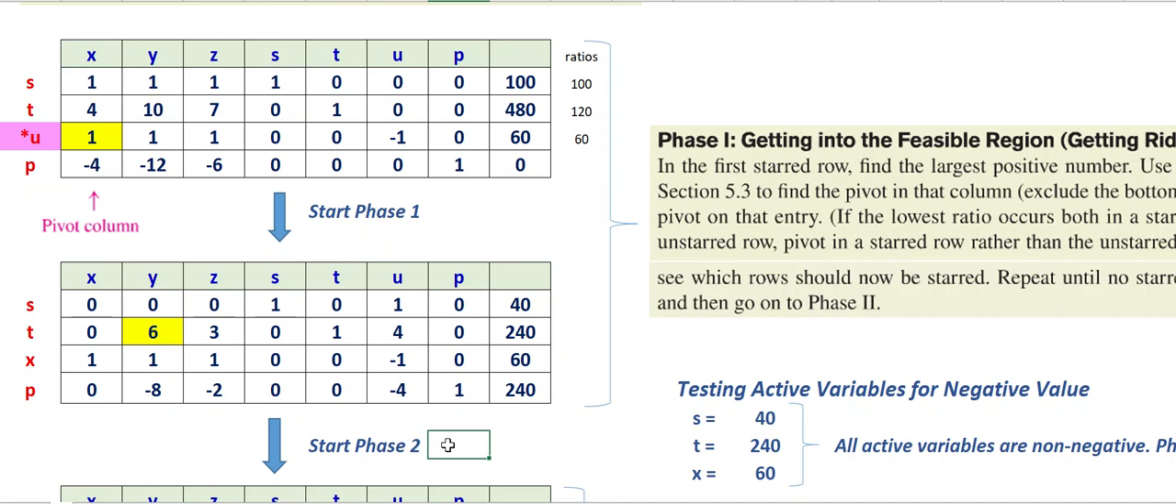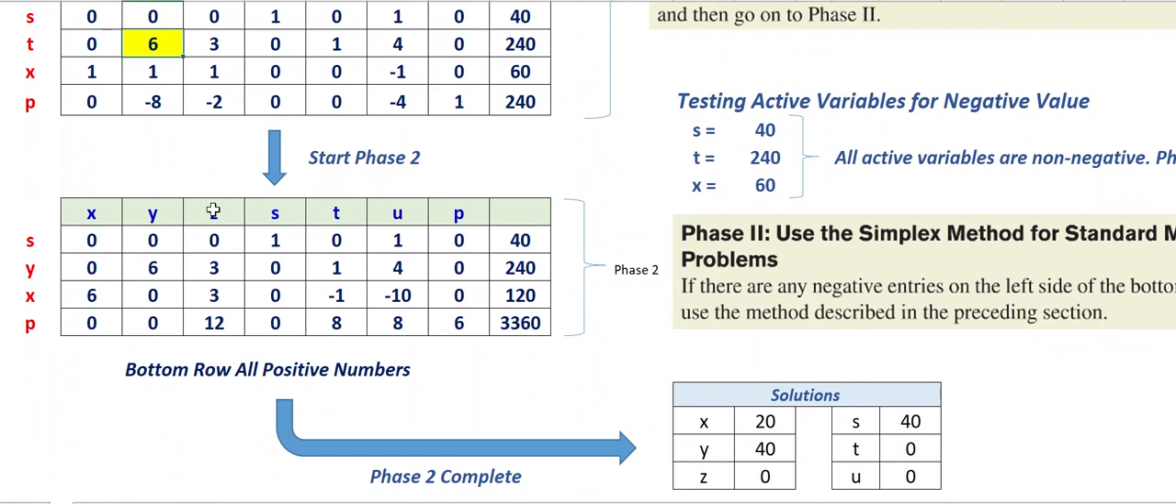Now, what is phase two? Phase two is what we've been doing. When you did a standard maximization problem, that was what we're now going to call phase two. And so in phase two, we go to the bottom row, we look for the most negative number, and that becomes our pivot column. We then look at the ratios to determine the pivot in that column. We then clear that column, and we get a new table. Everything we're doing now in phase two is exactly the same.